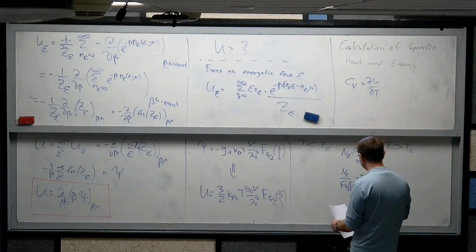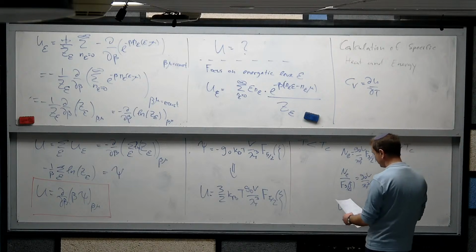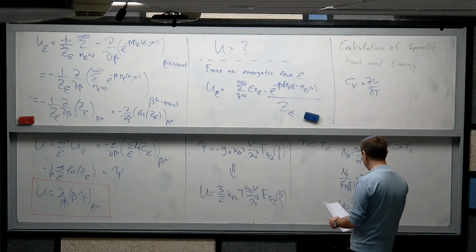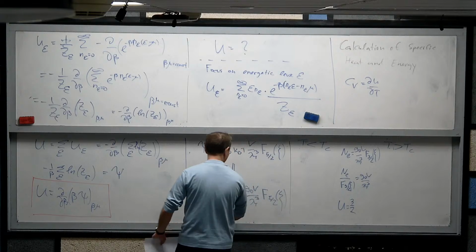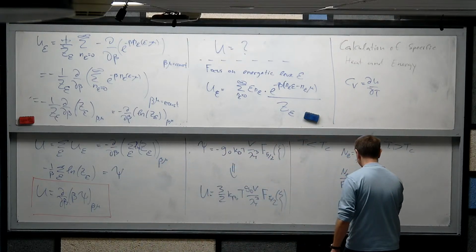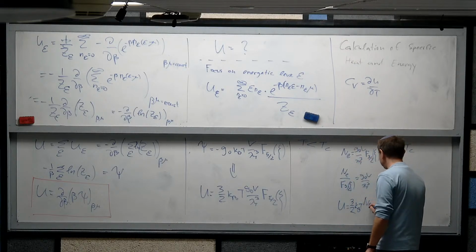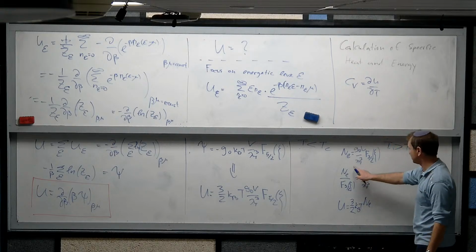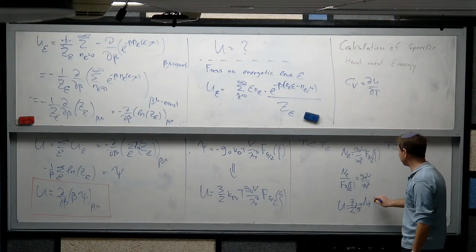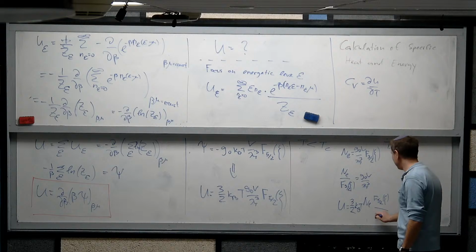Okay. So we have U equals 3/2 k_B T multiplied by N unexcited instead of this guy, and I have a prefactor f_{5/2} of the fugacity divided by f_{3/2} of the fugacity.